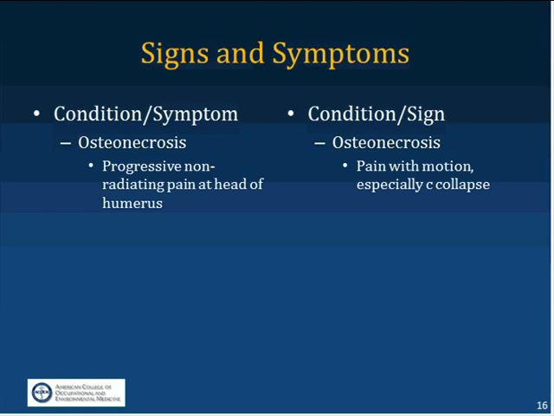In osteonecrosis, there will be progressive non-radiating pain at the head of the humerus. It's right where the problem is. There's pain with motion, and particularly if the head of the humerus has collapsed, similar to the way the head of the femur collapses in the hip, you will get pain with motion more frequently.